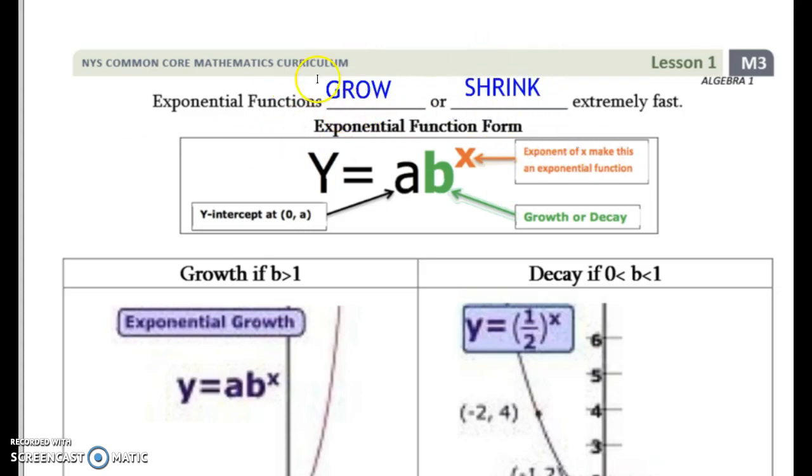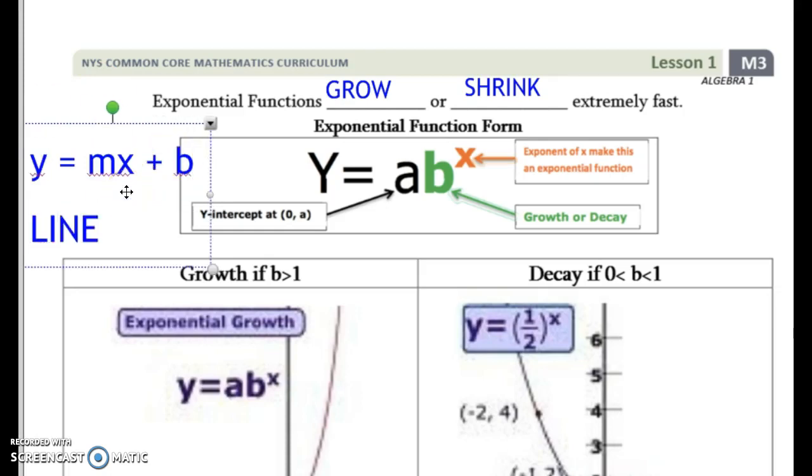An exponential function doesn't have the same form as linear functions. Linear functions often take the form y equals mx plus b. That's for a linear function. But an exponential function is y equals a times b to the x power. And the a and the b stand for different things.